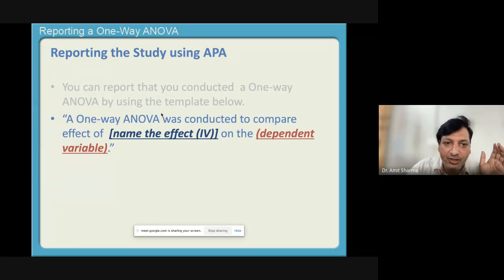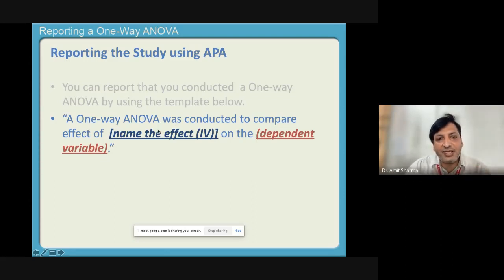Clear? So what you can do, you don't have to write one-way ANOVA. You can write one-way analysis of variance, or you can write a test to compare more than two categories. A test to compare more than two categories was conducted. Or you can write one-way ANOVA. So there are different styles. The meaning will remain the same.